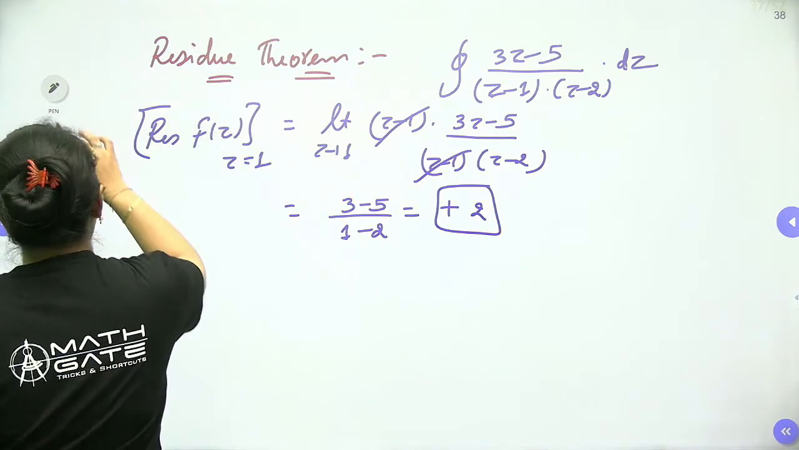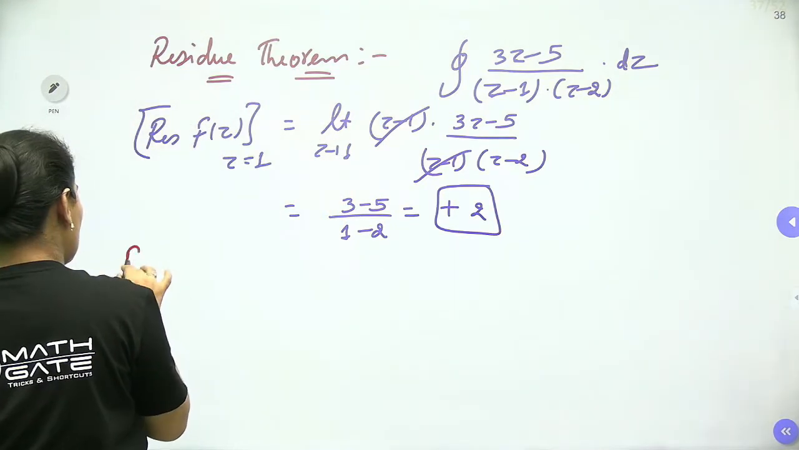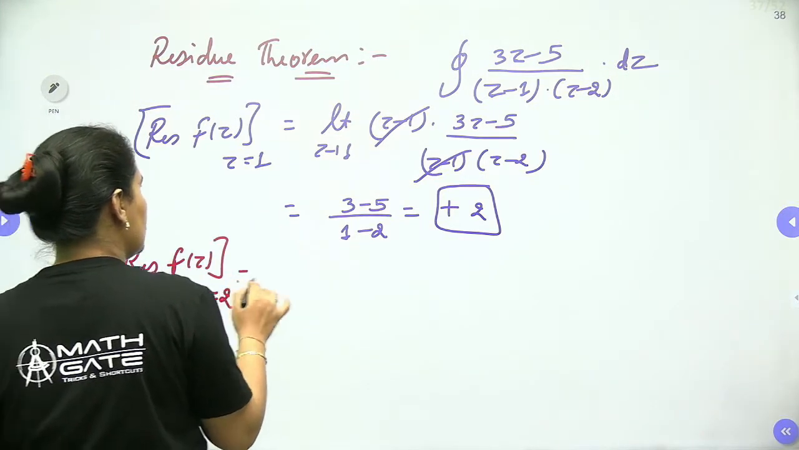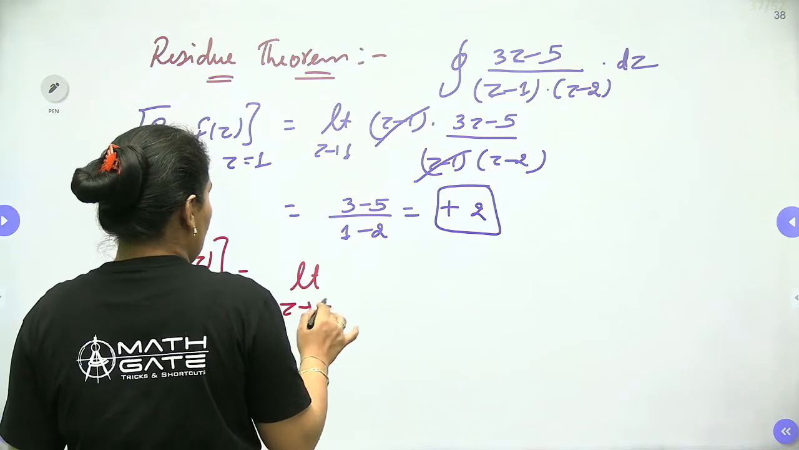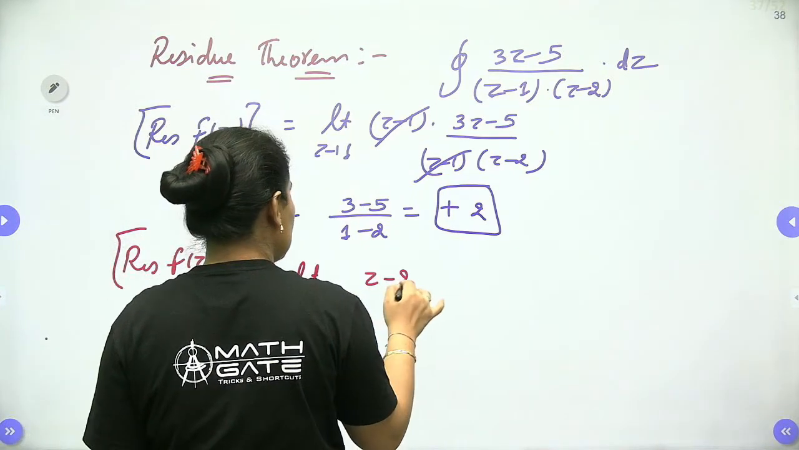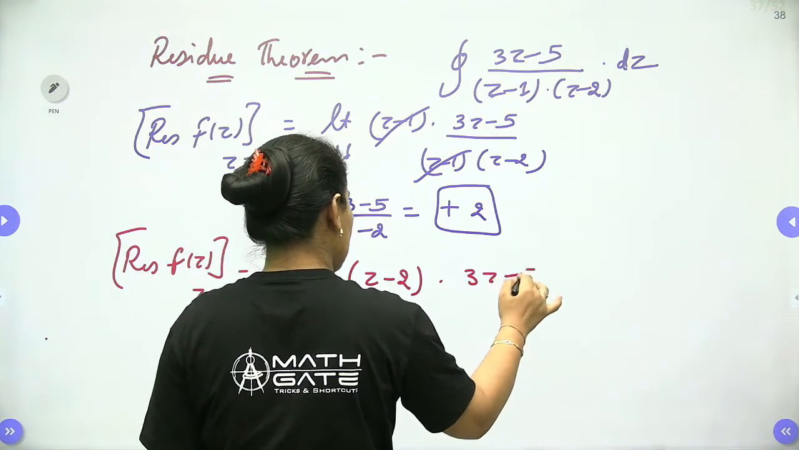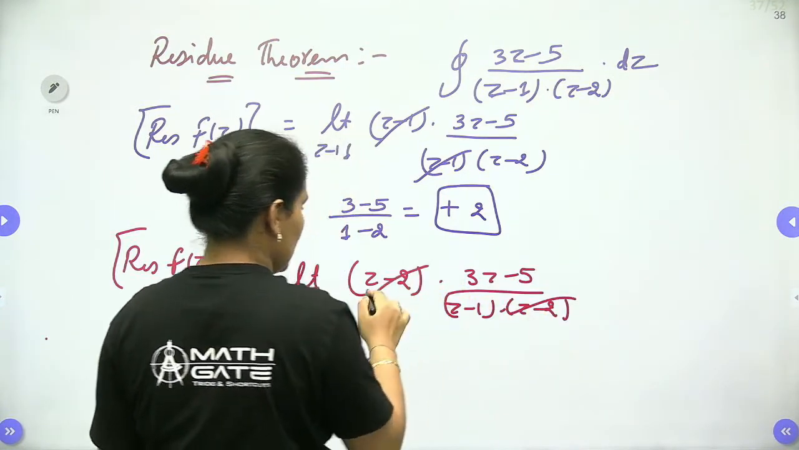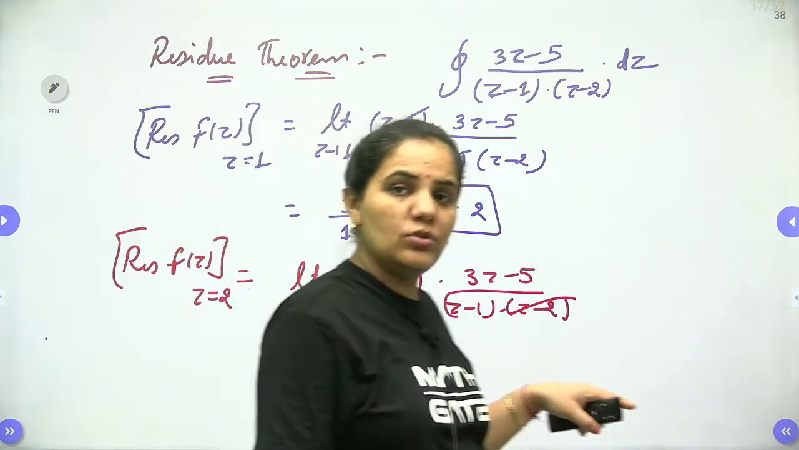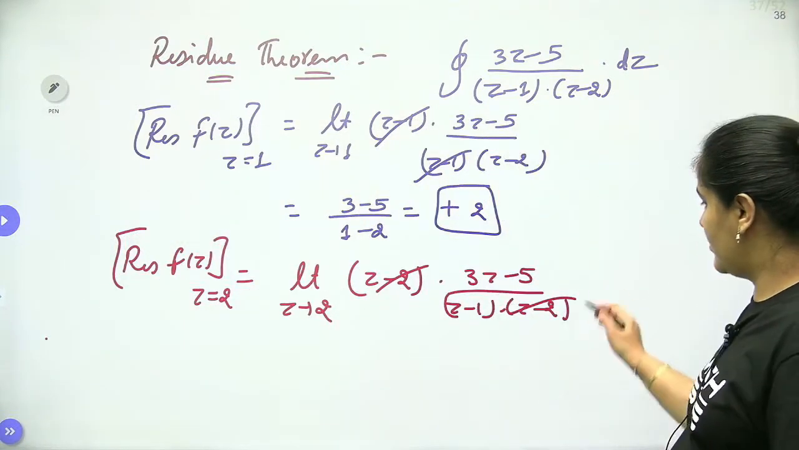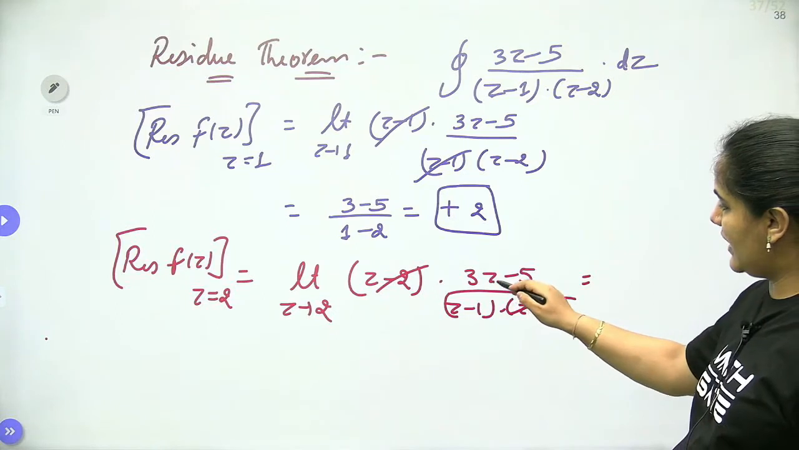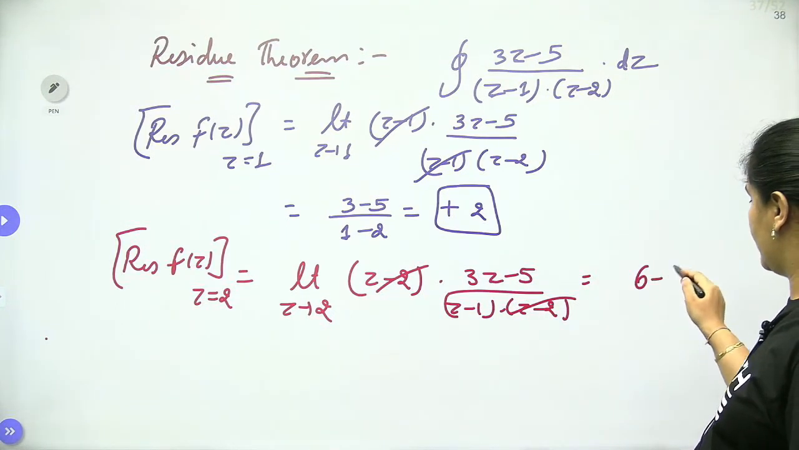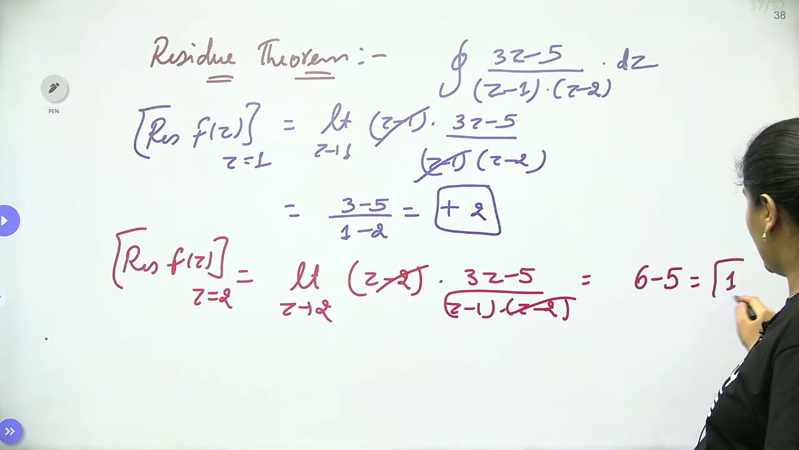Yes, exactly. Let's find the residue at z = 2 also. Residue of f(z) at z = 2: the limit as z tends to 2 of (z - 2)(3z - 5)/((z - 1)(z - 2)). The (z - 2) and (z - 2) cancel out. When we take the limit, we will have 3z - 5, so 3 into 2, that is 6 minus 5. It will be 1. Yes, exactly.